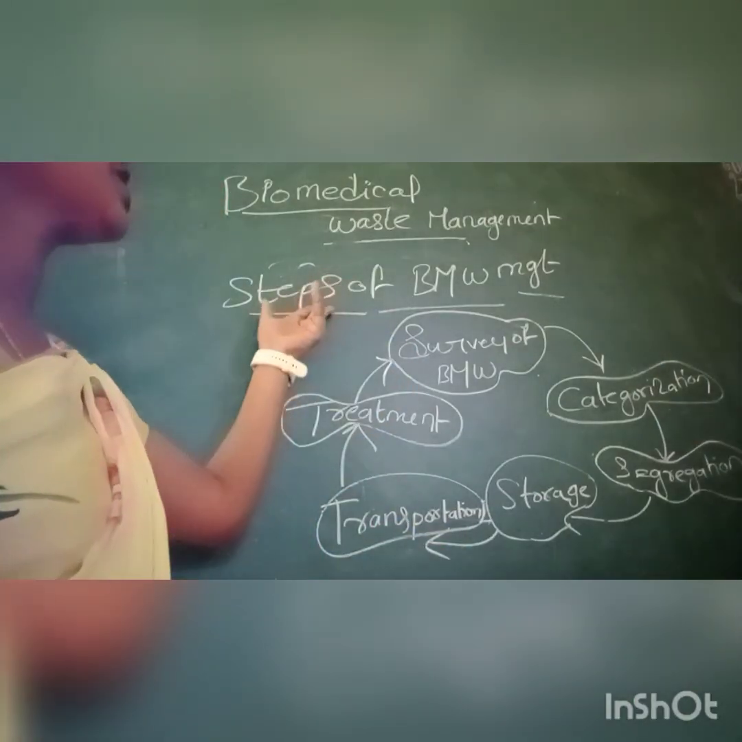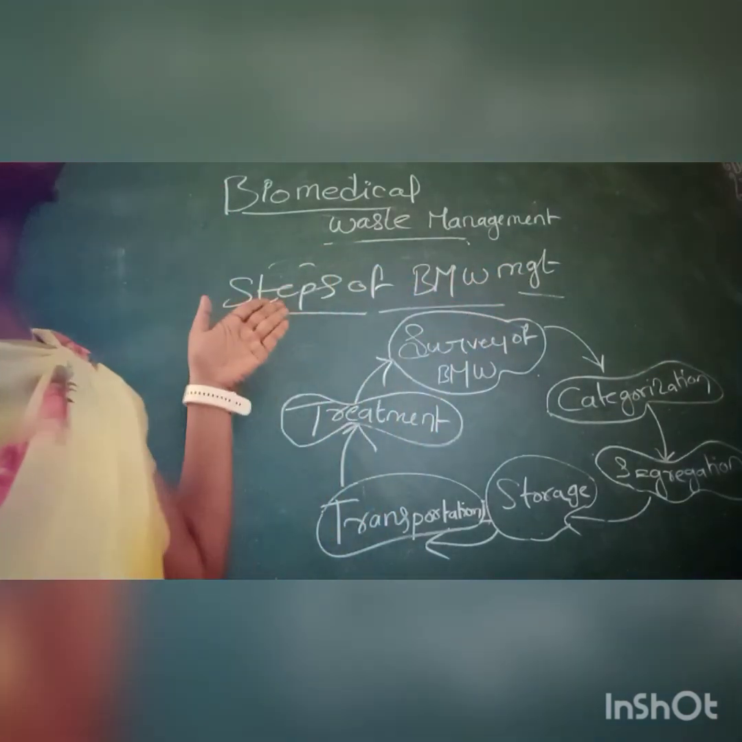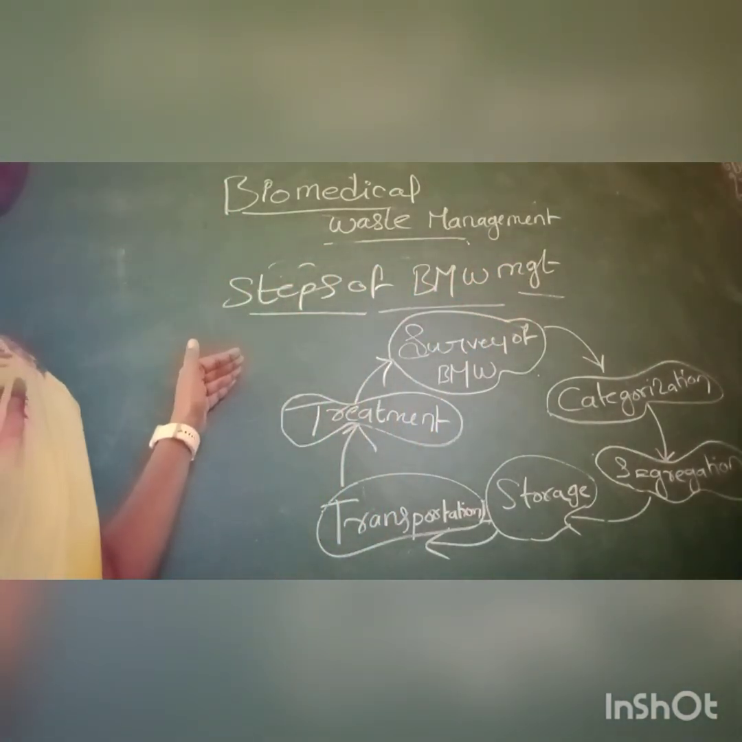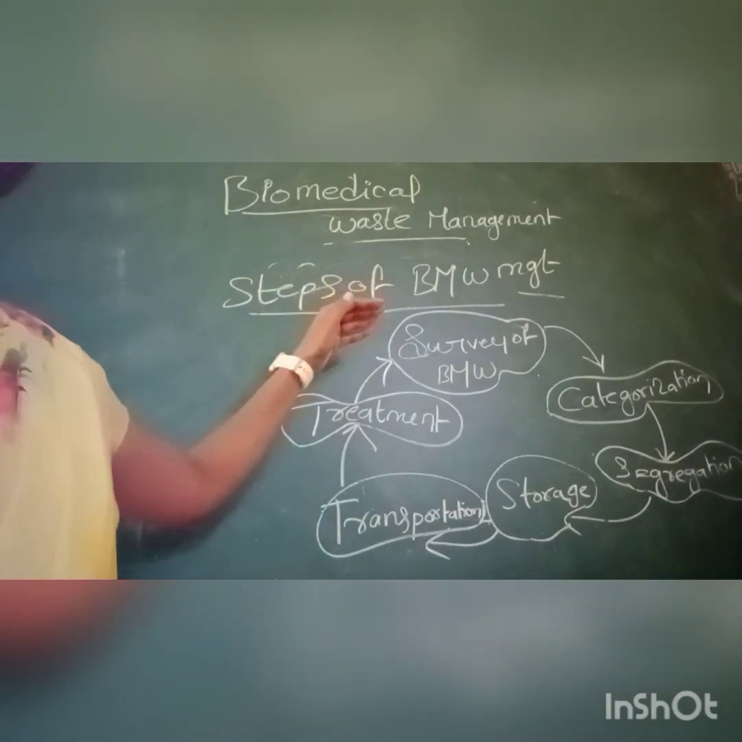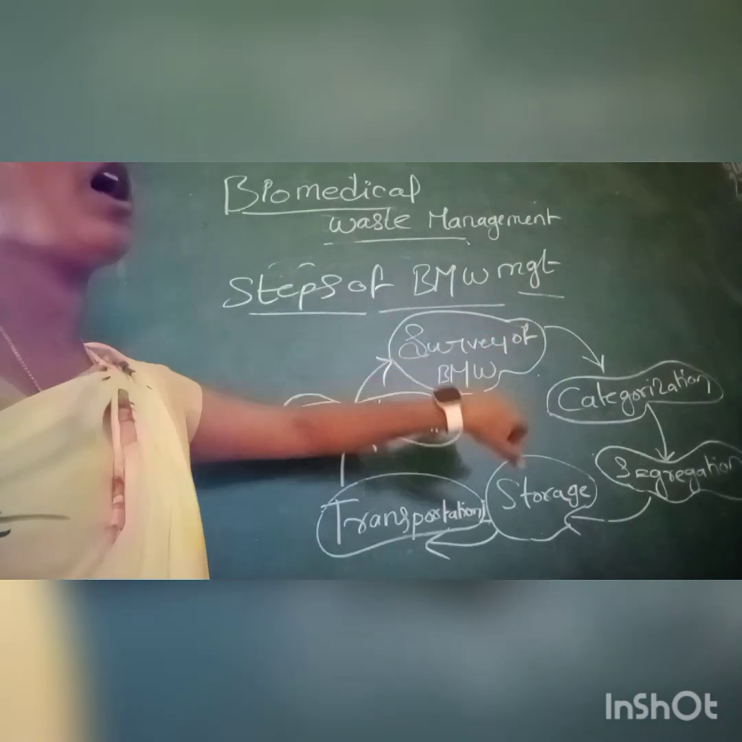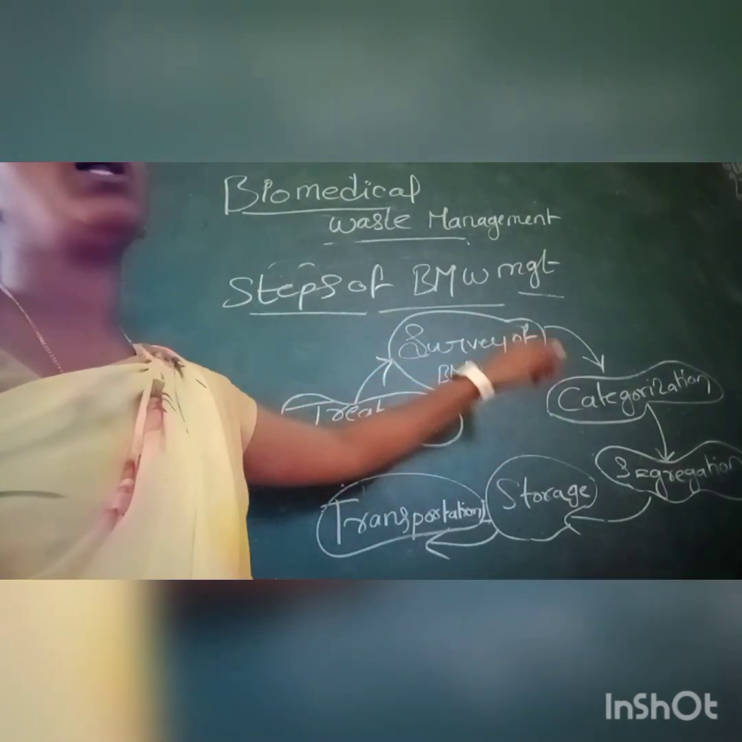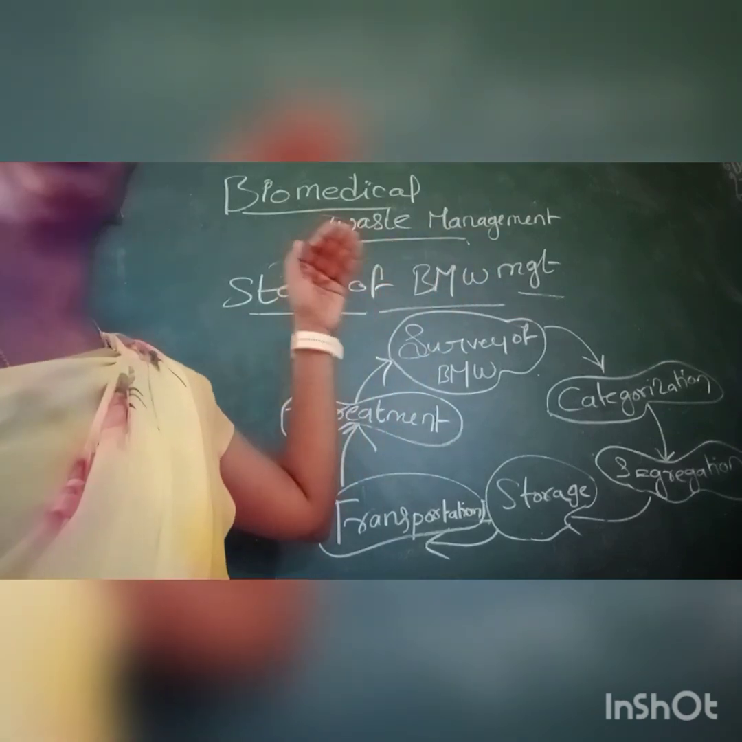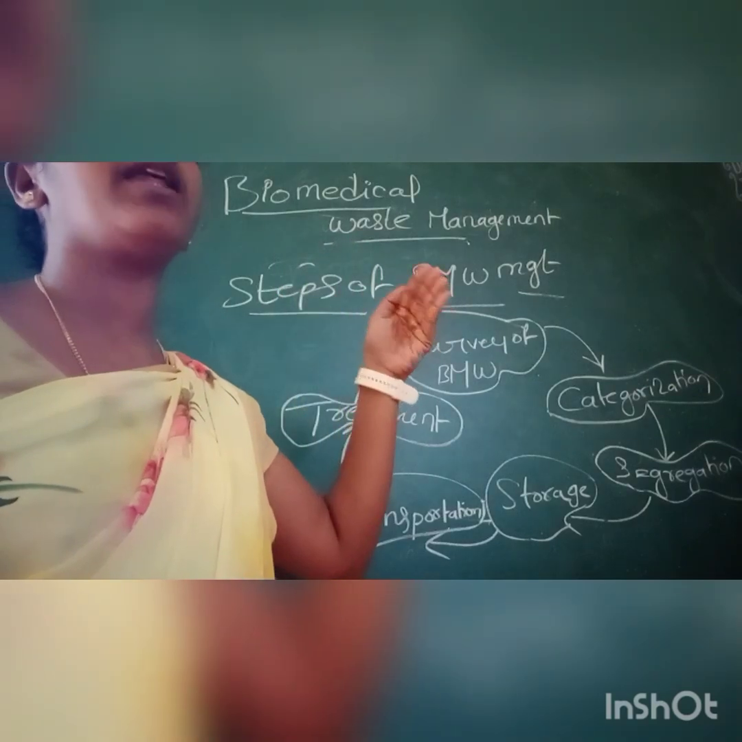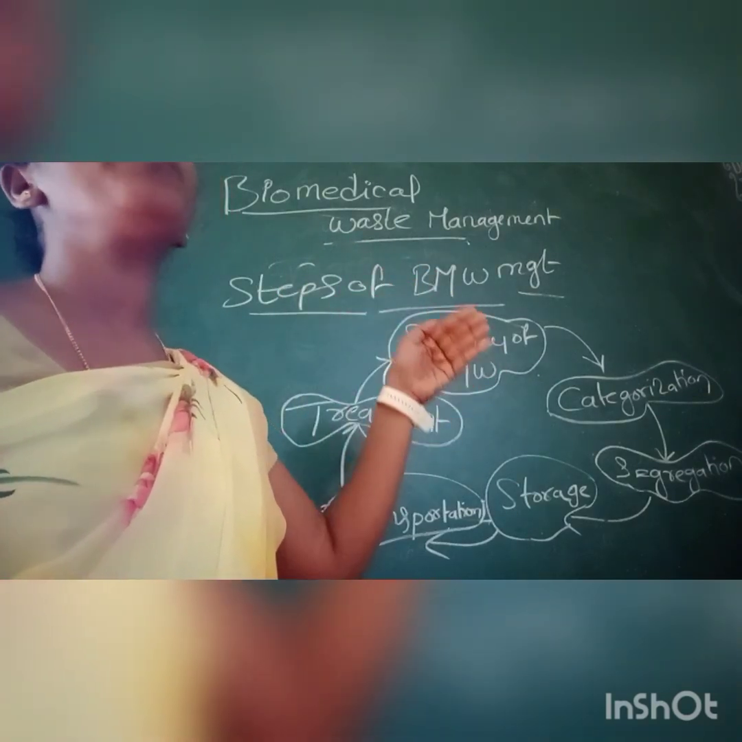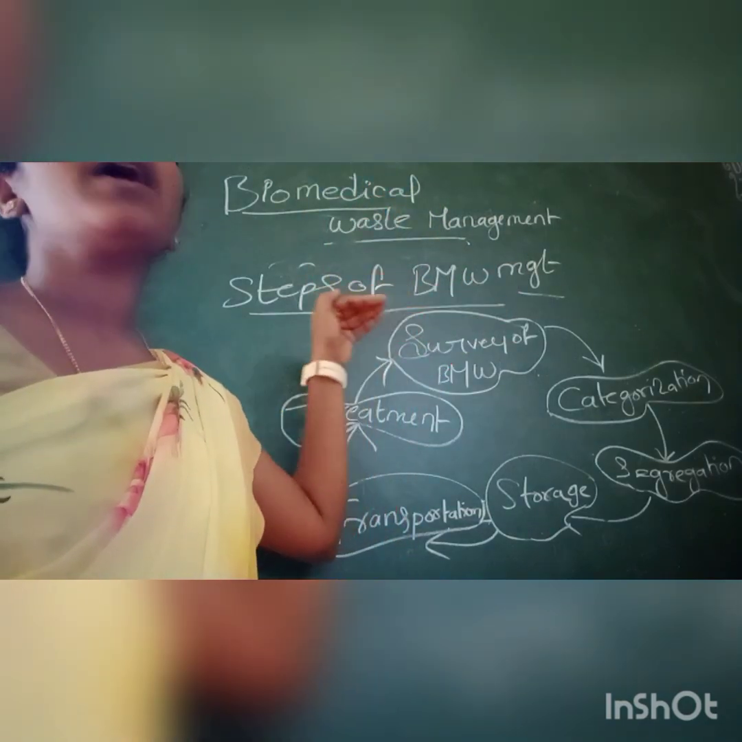The next one is the steps of biomedical waste management. What are the steps that we have to follow for proper disposal of biomedical waste? First one, the survey of the biomedical waste. They survey where the biomedical waste is being produced. What labs are there? How many hospitals are there in a particular place, how many labs, and how many blood banks are there in a particular area?